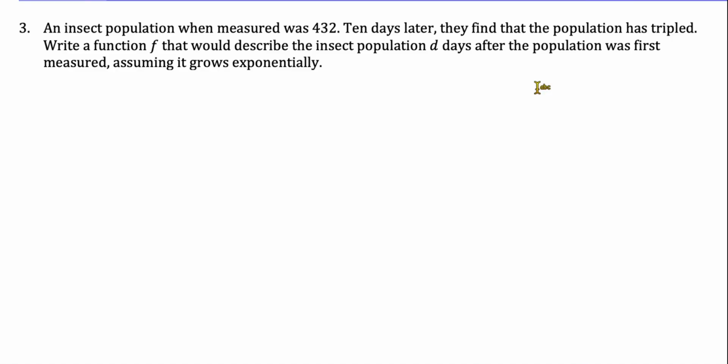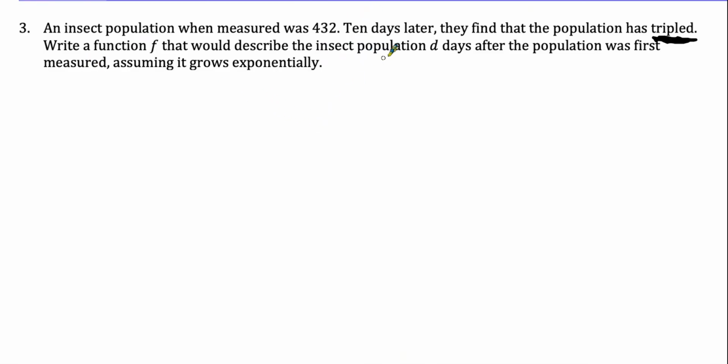On number 3, all we have to do here is write a function to model this situation. So, an insect population was first measured at 432. 10 days later, the population has tripled. So, there's my growth factor right there. Okay, tripled tells me that my growth factor will be 3, but that is over a 10-day interval.